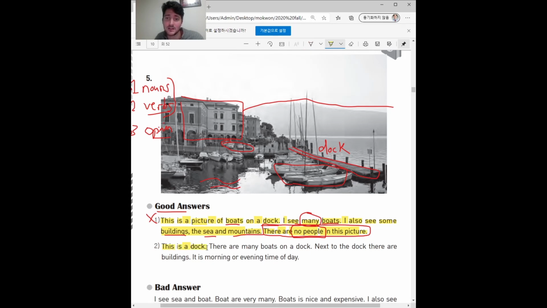"This is a dock. There are many boats on the dock. Next to the dock, there are some buildings." Okay, not bad. We have 명사, buildings, dock, boats. "It is morning or evening time of day." Yeah, this one's not bad. I like this one because 100% 모르지만 we don't know 100%. But this is kind of an opinion. We're kind of guessing. Guessing is a very good technique for describing the photo.